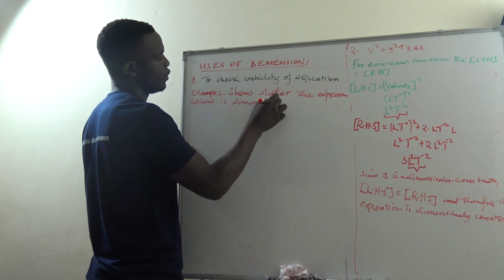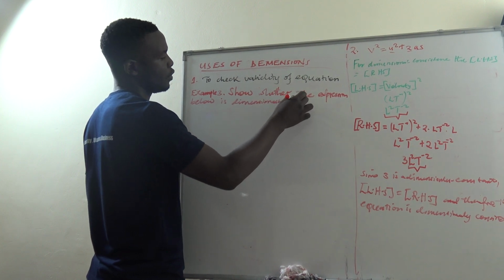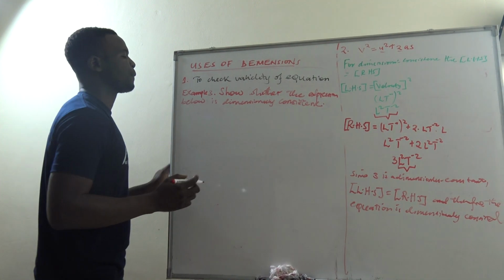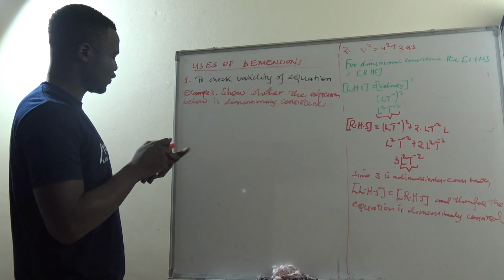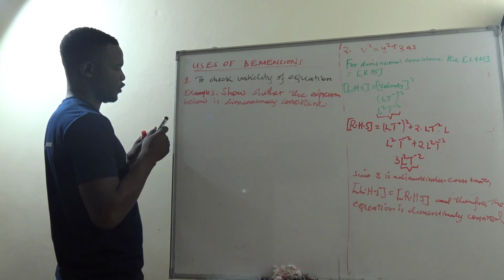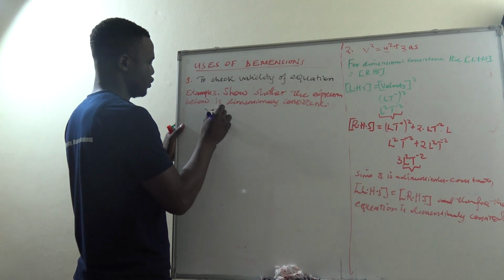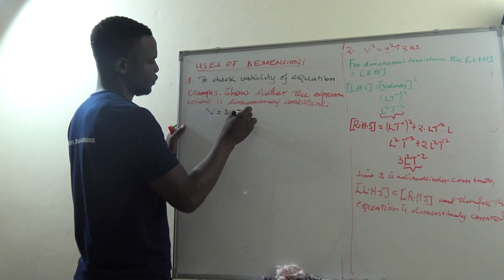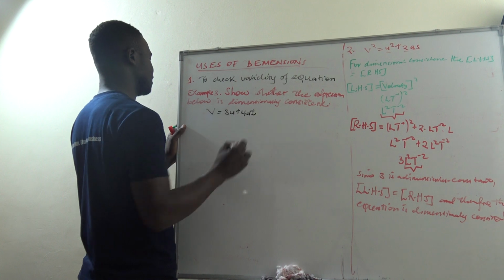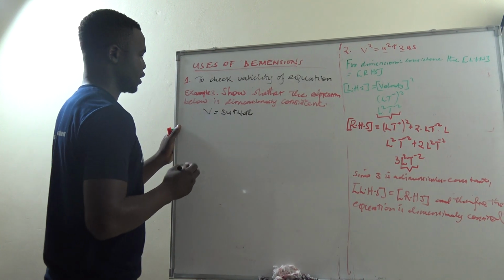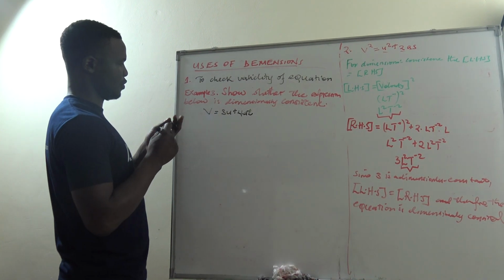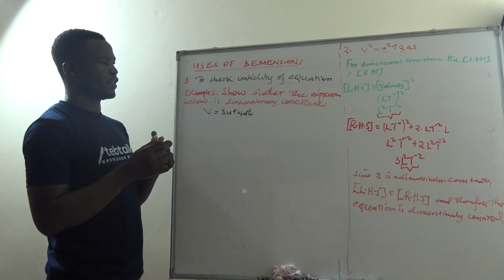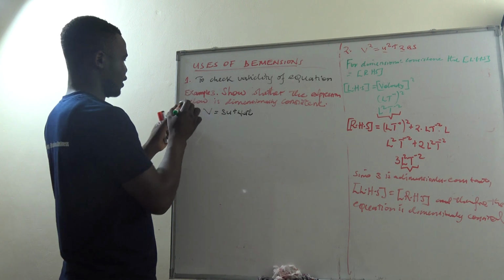Dimensionally consistent. Now, this is the expression. The expression is V is equal to 3U plus 4AT. Let's show that. And then maybe we say, show whether the expression below is dimensionally consistent and comment on your answer.